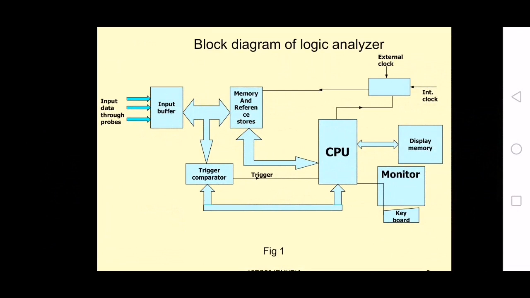Then, based on the internal or external clock, you will be having the memory reference stores that may be read or write, and whatever signals are there from the CPU are directly connected to the display memory, so that is the monitor. And you can also connect the keyboard to input some data to the CPU. These are the different blocks available in the block diagram of the logic analyzer. I think you have completed the diagram now.